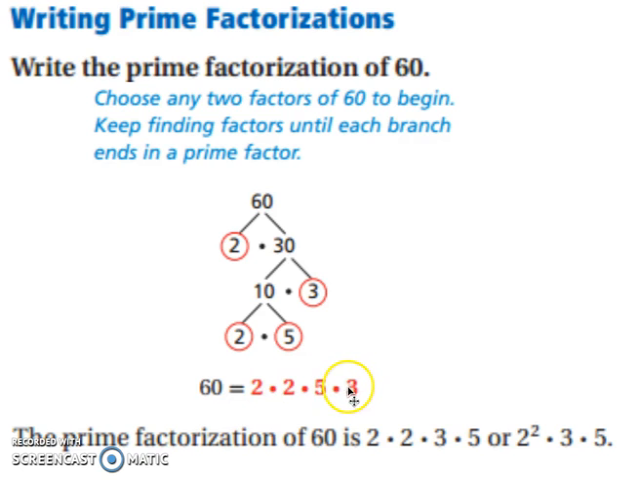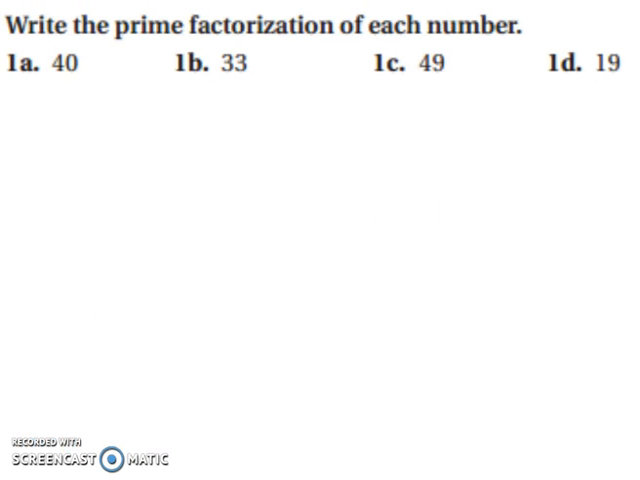You can also write this, because there's two 2's here, as 2 squared times 3 times 5. So now that you've seen it, let's practice. We want to write the prime factorization of each number.